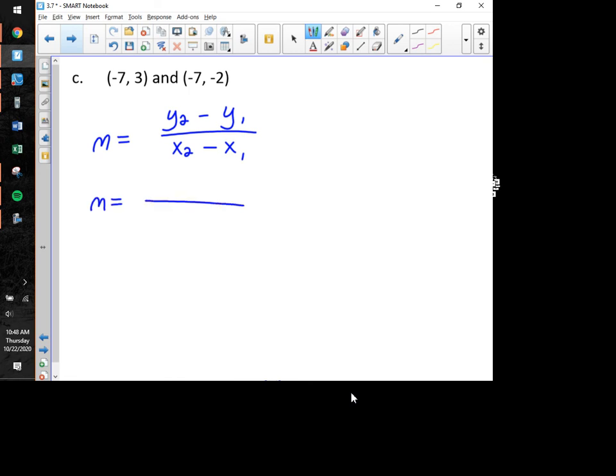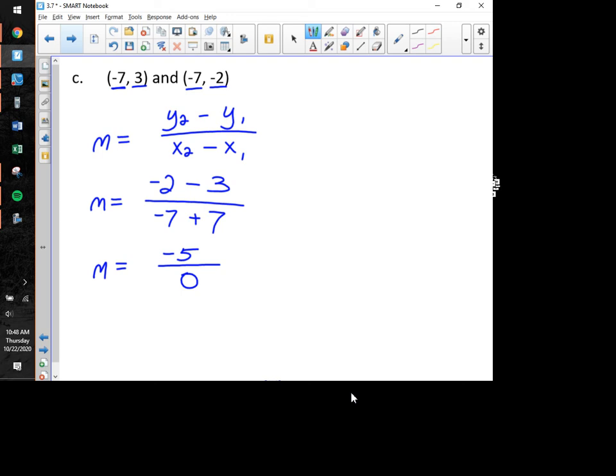All right, y sub 2, your second y coordinate is -2, minus your first y coordinate right here is 3. That's your numerator. Down in the denominator, x sub 2, your second x coordinate is -7, minus x sub 1, which is the first x coordinate, is also -7. And rather than writing minus -7, I'm going to go ahead and just change that into a +7. And now something interesting happens for the first time. -2 minus 3 gives us -5 for a numerator, but we end up with a 0 for the denominator.